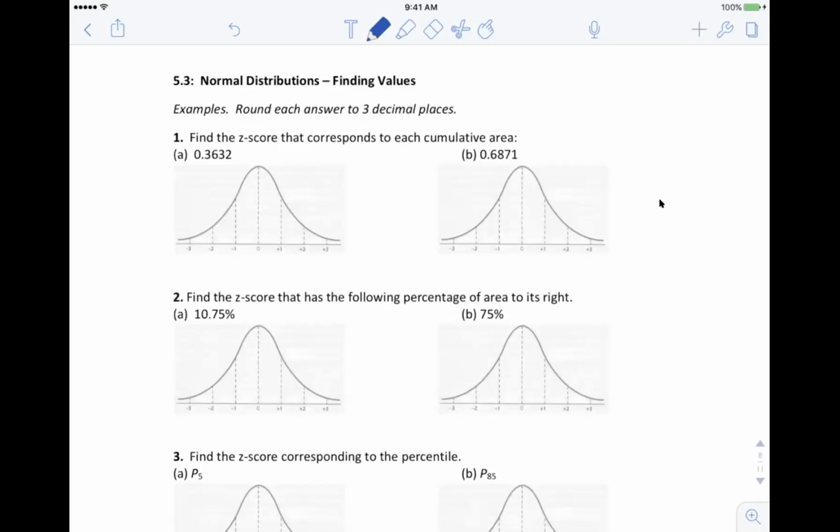Okay, so for example, number one, you want to find a z-score that corresponds to each cumulative area. Remember, if it uses that term cumulative area, that's area to the left, right? So we have, whatever, 36% of the curve over here. What's that z-score? We want to find it precisely. Same with this one, we have 68%, so it's going to be past 50, right? What is the z-score corresponding to the area? Let's go to StatCrunch to find out. So let me bring that up.